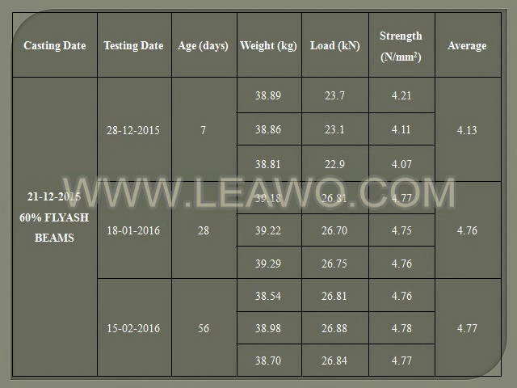This final tabular column indicates the result for 60% fly ash beams on which the flexural strength test was conducted, casted on 21/12/2015. The testing date was 28/12/2015 for 7 days. The strength was obtained to be 4.13 as an average strength. Then on 18/1/2016 the second testing was conducted, at 28 days of age, and 4.676 average was obtained. The next testing date was 15/2/2016, which was the 56 day test. The average was obtained to be 4.77.